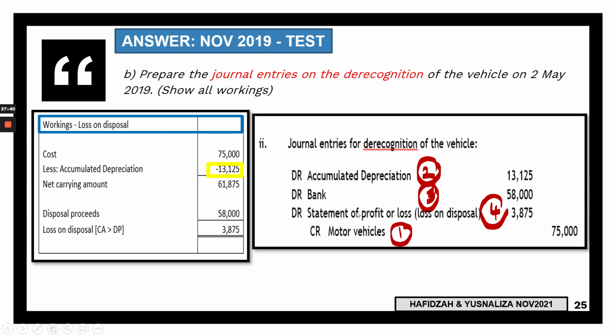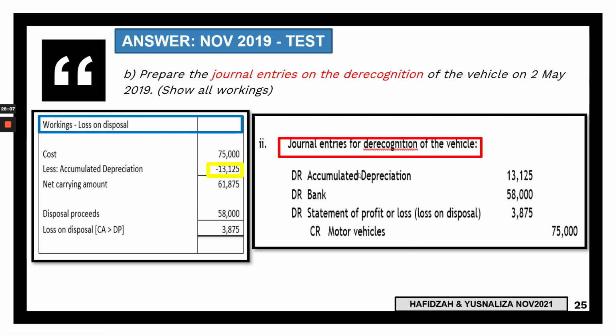So just make sure that you have all that properly worked out before you decide to do the journal entries. The most important thing is that you get the accumulated depreciation on the date of disposal correct, so that you will eliminate the correct accumulated depreciation amount, which is 13,125. Okay, that was the journal entries for the recognition of the vehicle disposed.